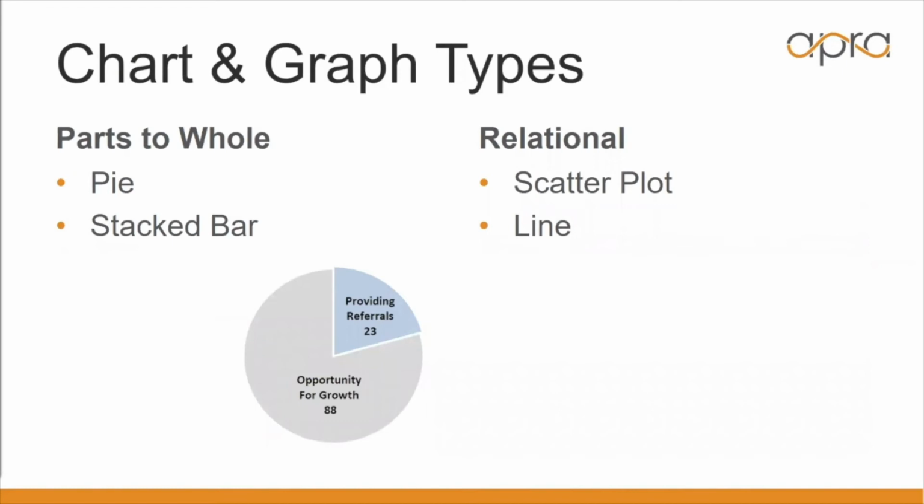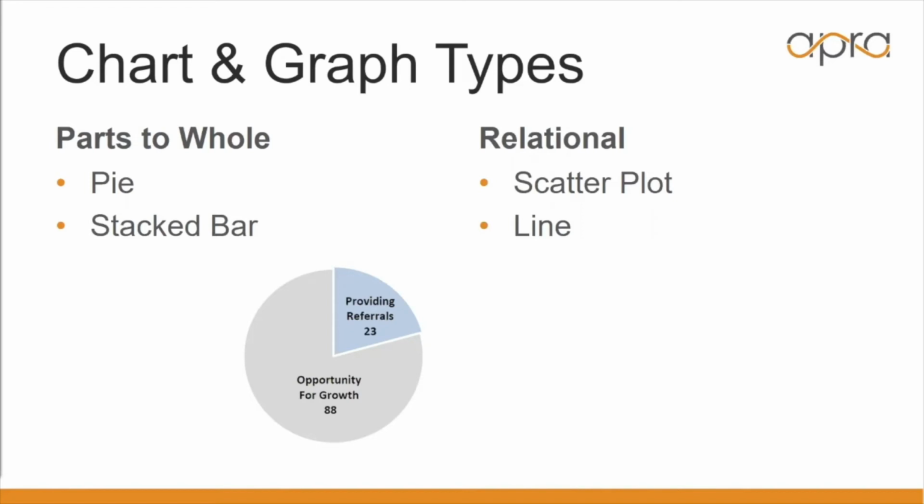Do you want to show the composition of something or parts of a whole? A pie graph or a stacked bar chart might be helpful. Here in this example, I'm showing those physicians that this medical development team is partnering with. 23 of these physicians provided donor referrals, while 88 have not.